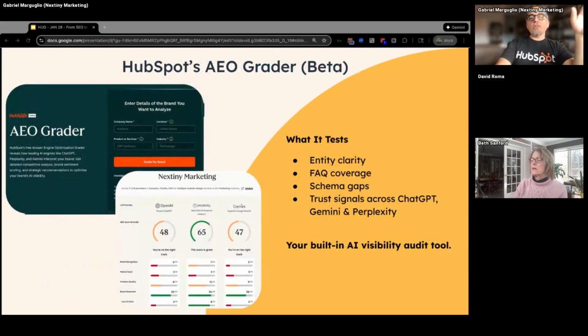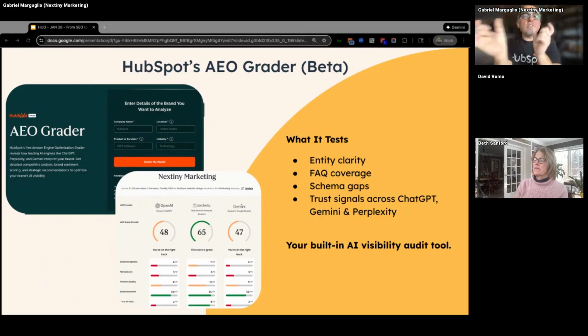The AEO grader is amazing. I'm going to put the link here too. This is a HubSpot tool that they put together not a long time ago. I think it was a couple months ago. And now AEO grader is becoming part of HubSpot. If you have used the SEO strategy in the past, now it's turning into the AEO strategy, and it allows you to check in multiple LLMs how AI is seeing those entities.